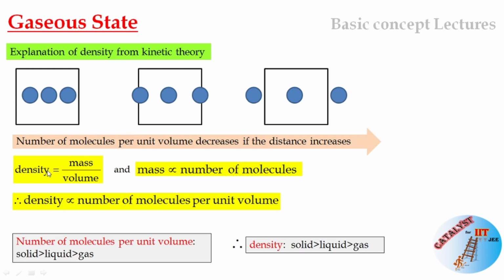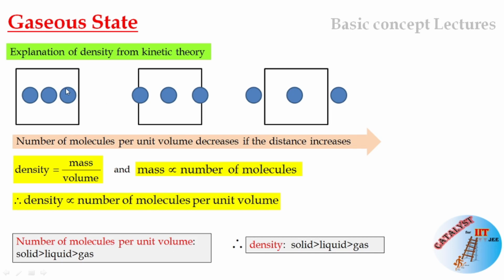Now, density is equal to mass divided by volume, or mass per unit volume. We all know that mass will be proportional to the number of molecules. So, if we increase the number of blue balls here from 3 to 4, then the mass occupied in this volume will be increased. So, the more the number of molecules, the more the mass in this unit volume. So, the density, which is the mass per unit volume, is proportional to the number of molecules per unit volume.